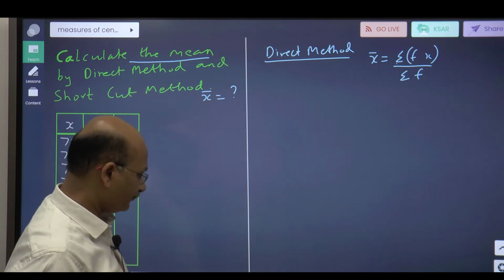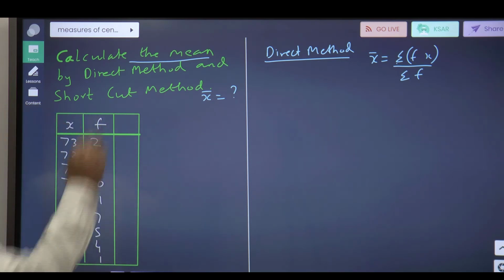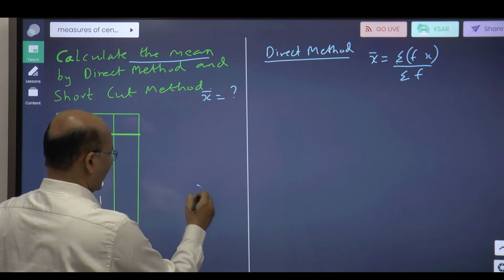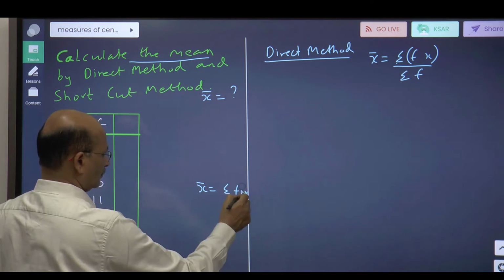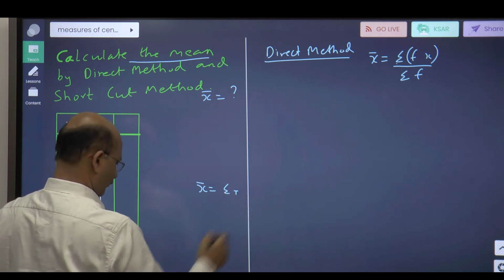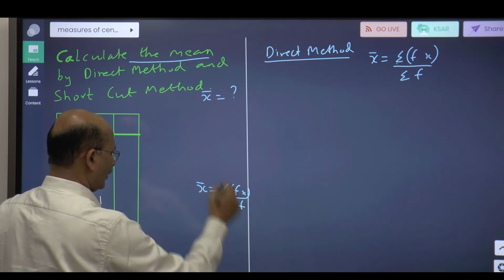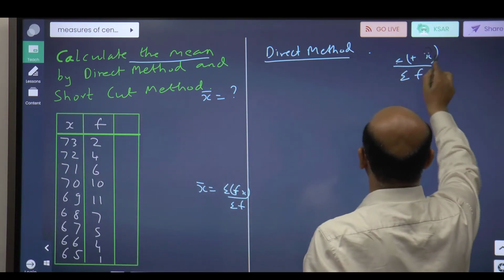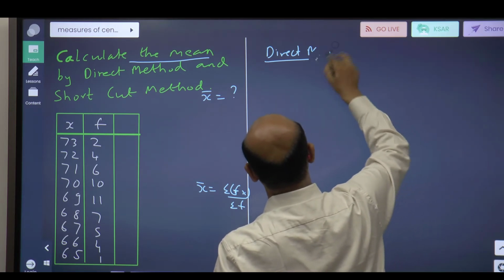Now listen very carefully how I do that. If you look at this table here, and you have the formula, I am talking about the direct method, you can quickly solve that on your own. What I will do is just do it over here. So x bar is sum of fx upon summation f. I will write it there so that I can rub this off quickly, so that you can do the shortcut method here, also called the assumed mean method.